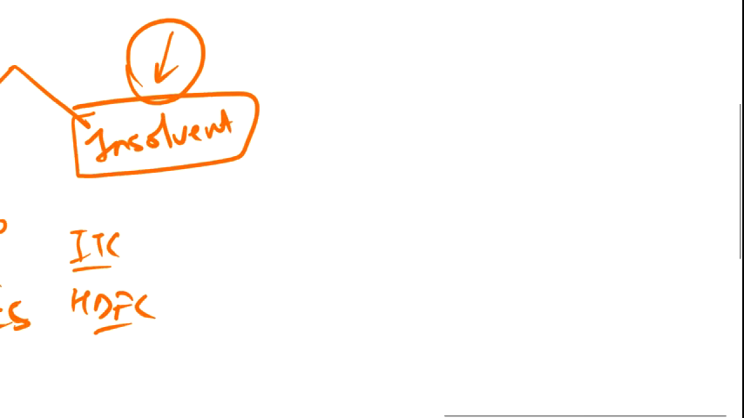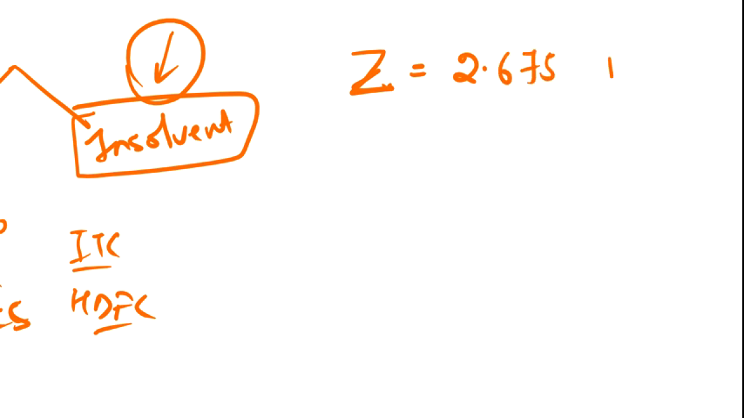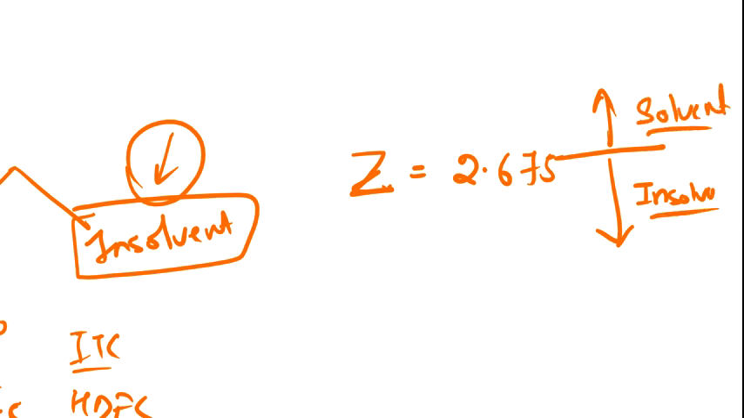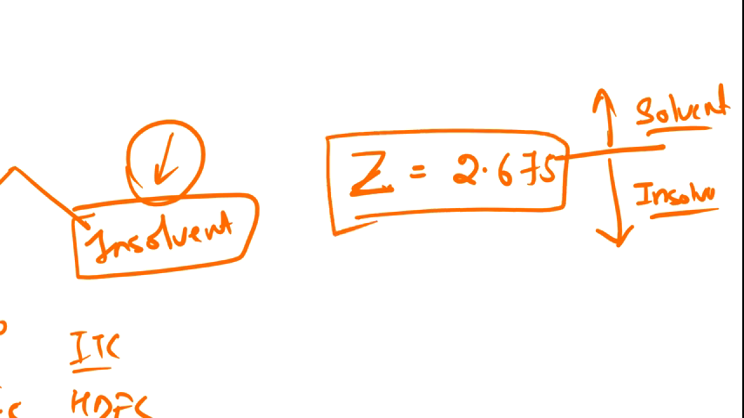It means if your Z score is lower than the threshold, what is the threshold? The threshold is 2.675. If it's lower, then you are insolvent, and if it's higher than 2.675, then your firm will remain solvent. Clear? So this is an important threshold as given by the Z score, also known as the Z score cutoff.